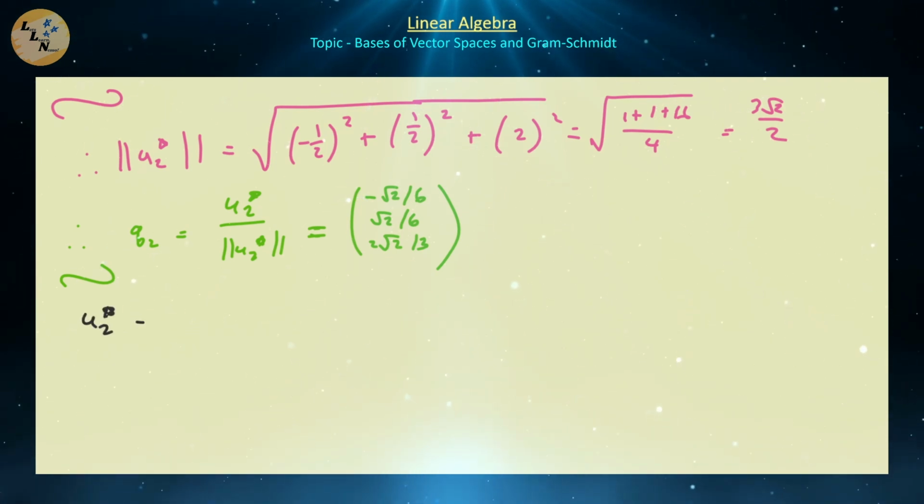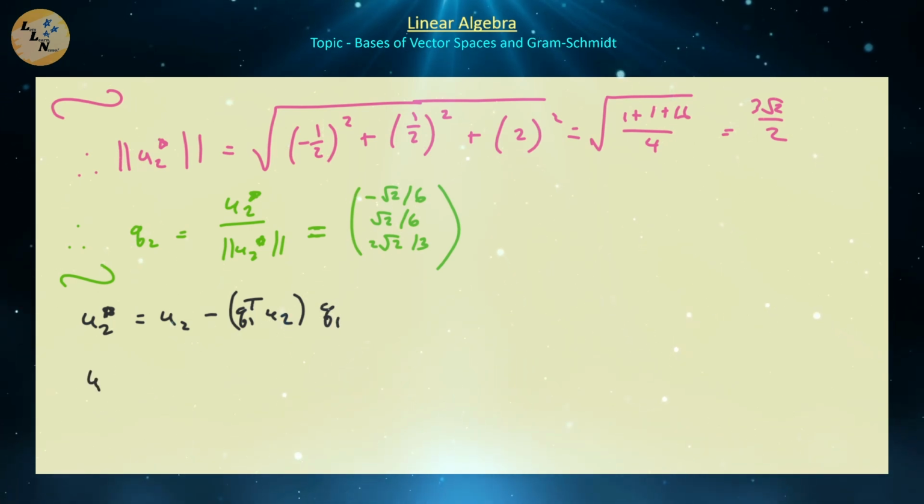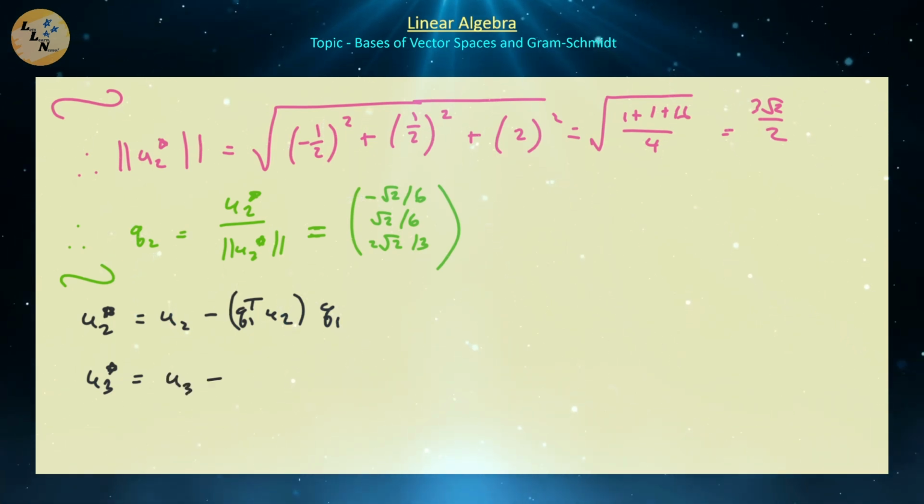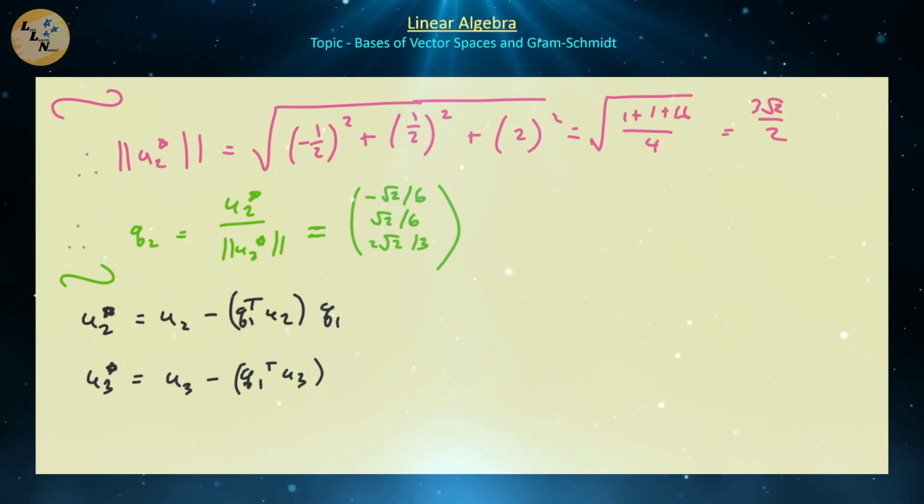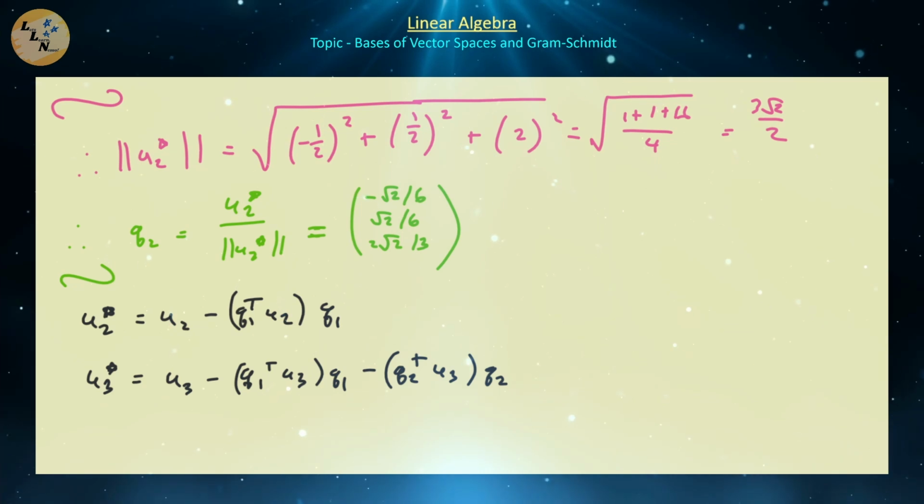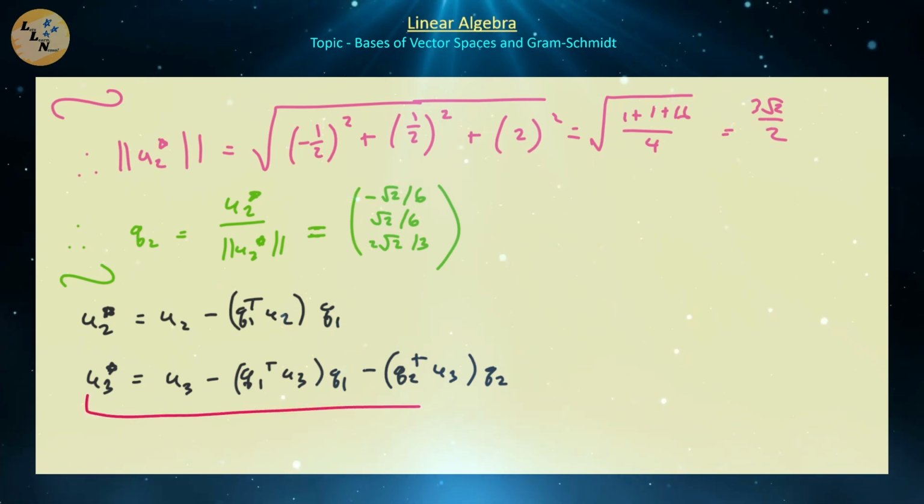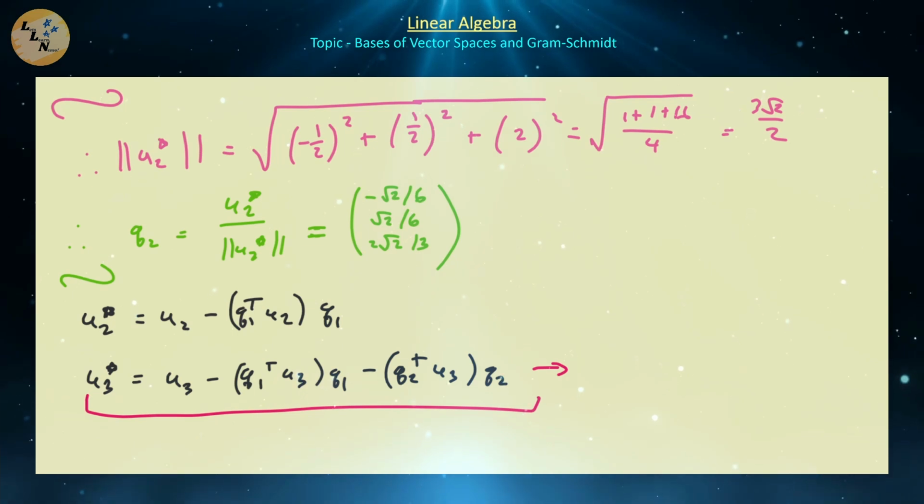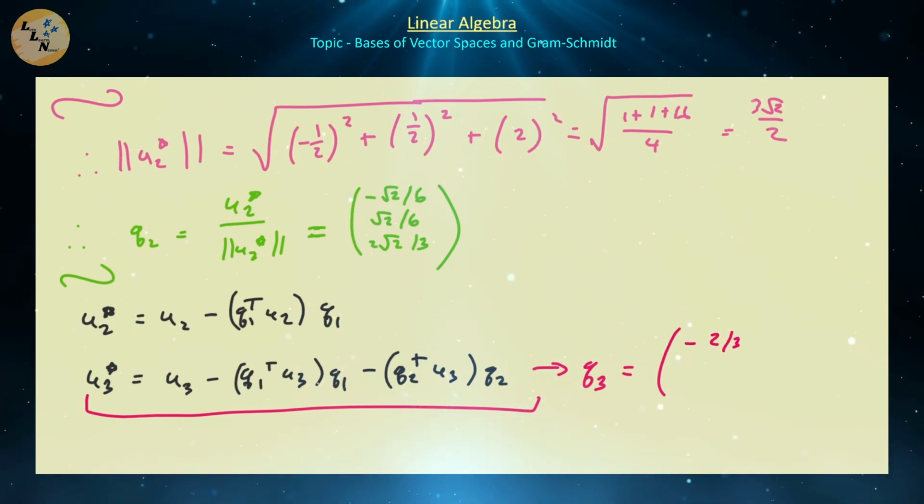So keep in mind, U2 star was equal to U2 minus Q1 transpose U2 times Q1. So what would U3 star be defined to be? One can show that that's going to be U3 minus Q1 transpose U3 times Q1 minus Q2 transpose U3 times Q2. And one should be able to prove that U3 star is orthogonal to both Q1 and Q2. So using that formula and going through these same exact things, of course it becomes a little bit more tedious, and then normalizing that particular vector, you should be able to find that Q3 will come out to minus 2 divided by 3, 2 divided by 3, and minus 1 divided by 3.